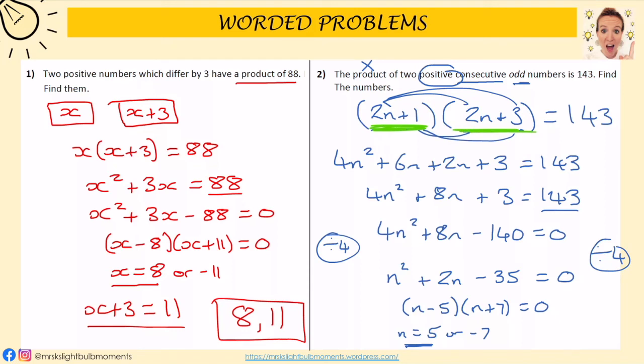So now that I've found n, I've got to substitute it back in to find my number. So we do 2 lots of 5 plus 1, which gives me 11, and 2 lots of 5 plus 3, which gives me 13. Those are my numbers. Okay, so always remember to substitute it back in to your original terms that you came up with for the numbers. You can always check it in the question as well. If you multiply 11 and 13 together, you do get 143, and they are positive consecutive odd numbers. All right, good, well done with that.